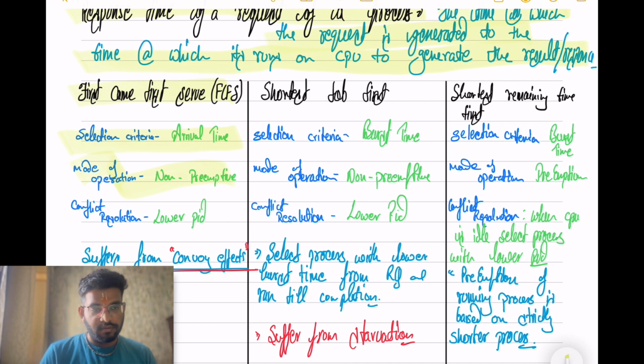Conflict resolution: if two processes arrive at the same time, then the process with the lower process ID will get the preference.